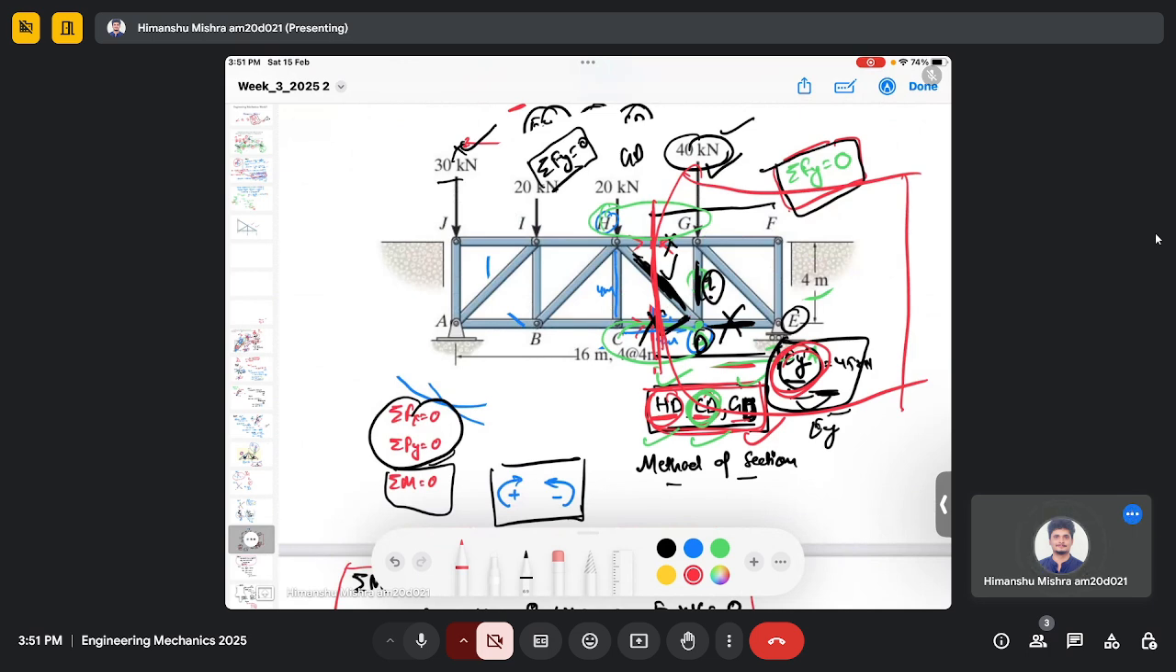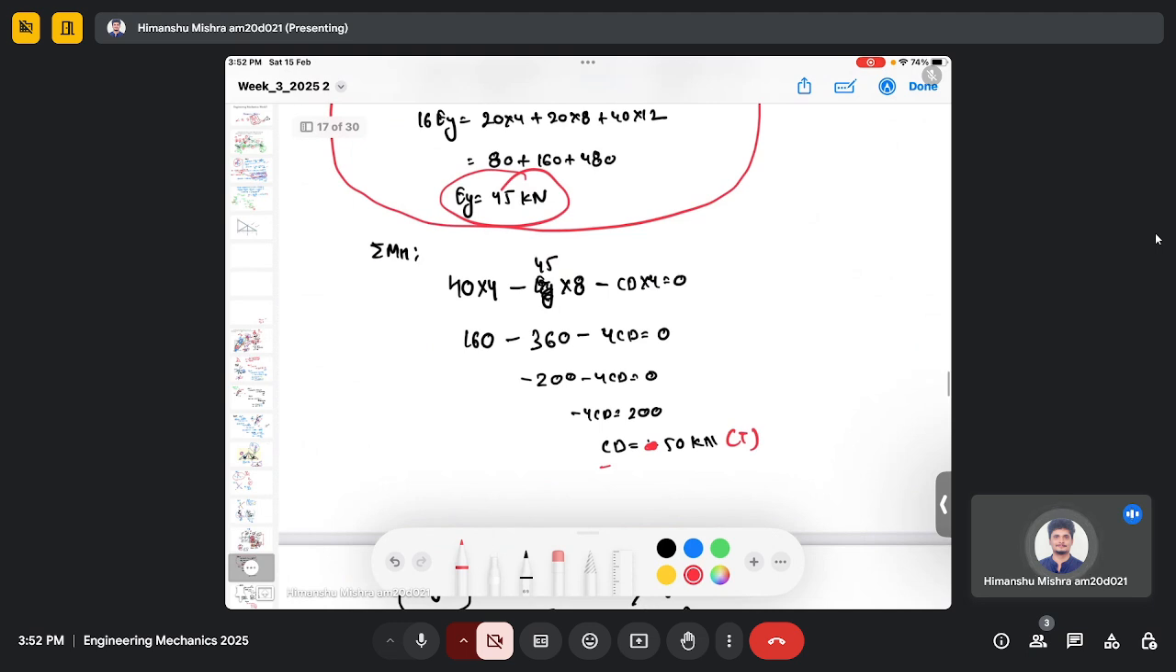So we can see that force in this member is unknown, force in this member was unknown, and here also it was unknown. And we also need to find the force here. So the line where you make a cut, the members it passes through, those members have unknown forces, and we need to calculate those unknown forces. So first we take a moment about point H and we actually calculate force in the member CD.